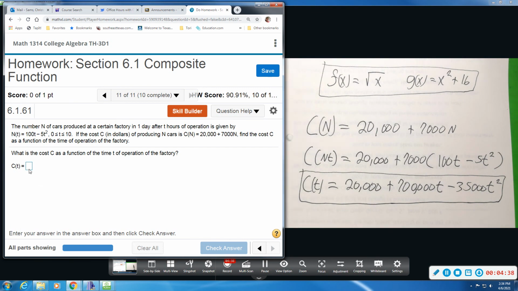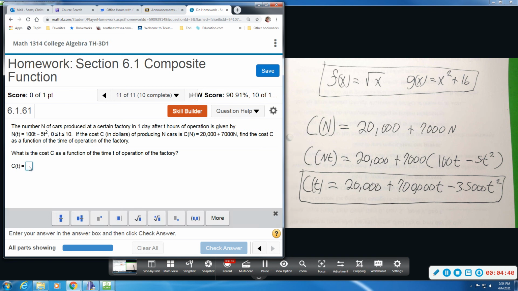So the cost function as a result of time is 20,000 plus 700,000t minus 35,000t squared.